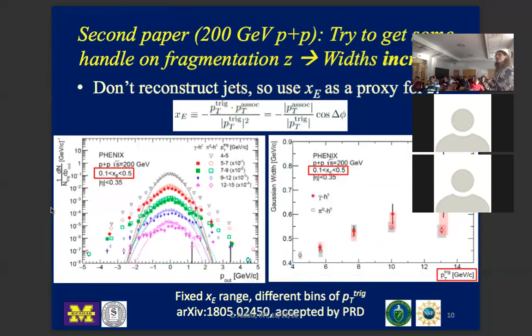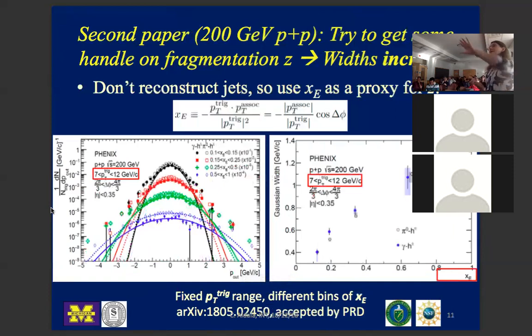So here now, this is over a fixed range in xE rather than a fixed range of PT associated of the associated hadron. Again, the P out distributions. And so we have photon-hadron and neutral pion-hadron for the same momentum bins that we worked with in the 500 GeV case, for center of mass energies. And now if I plot the Gaussian width, so the width of these fits, as a function of my hard scale, which is always PT of the direct photon or the neutral pion, now qualitatively I see that these widths are getting larger when I try to get a handle on z.